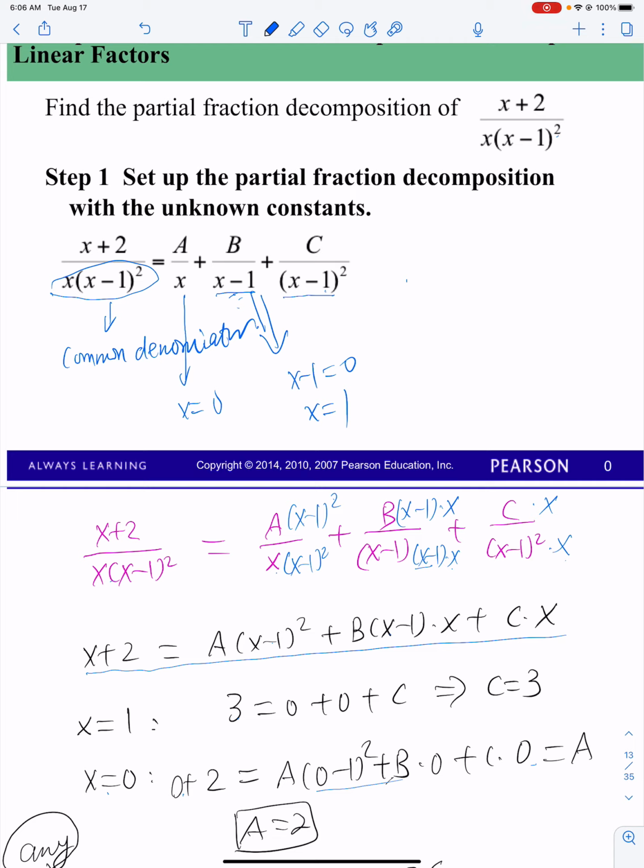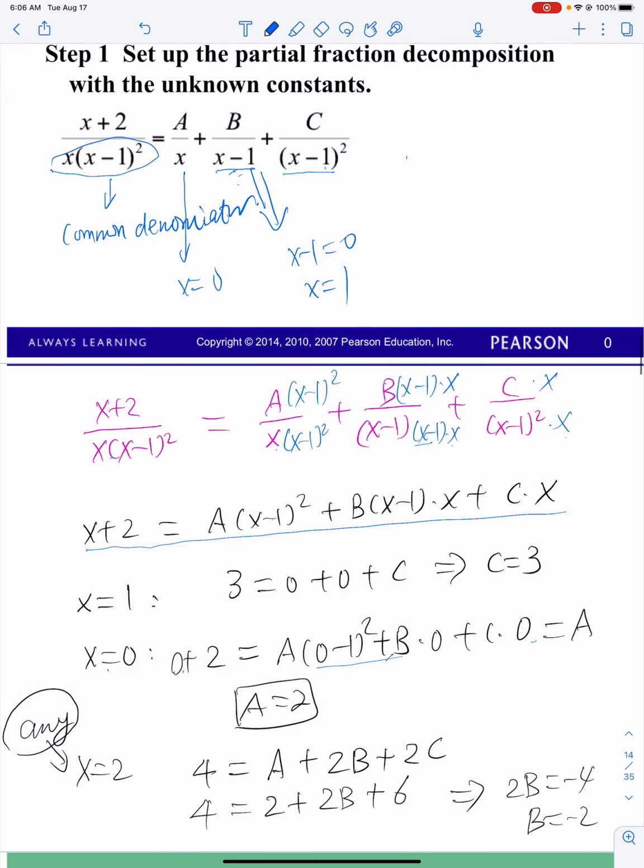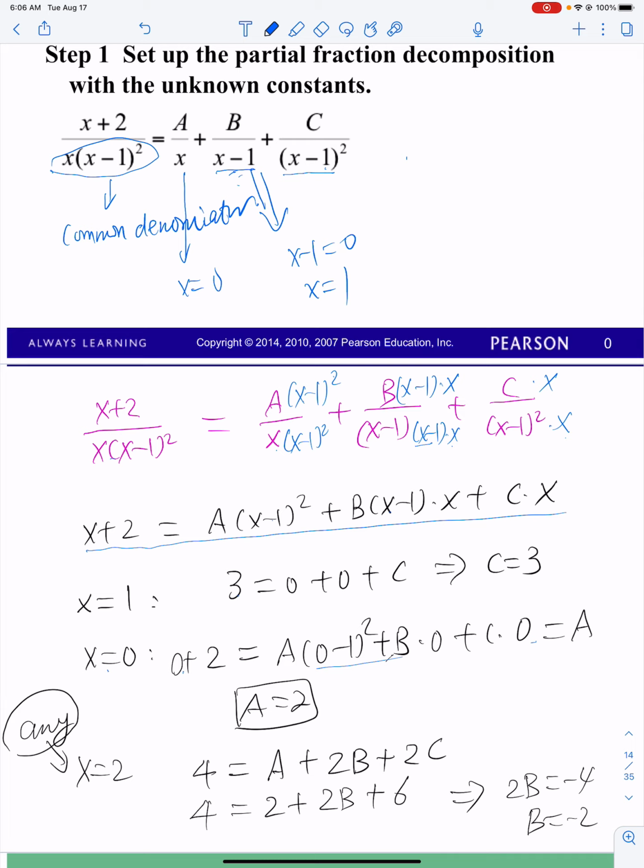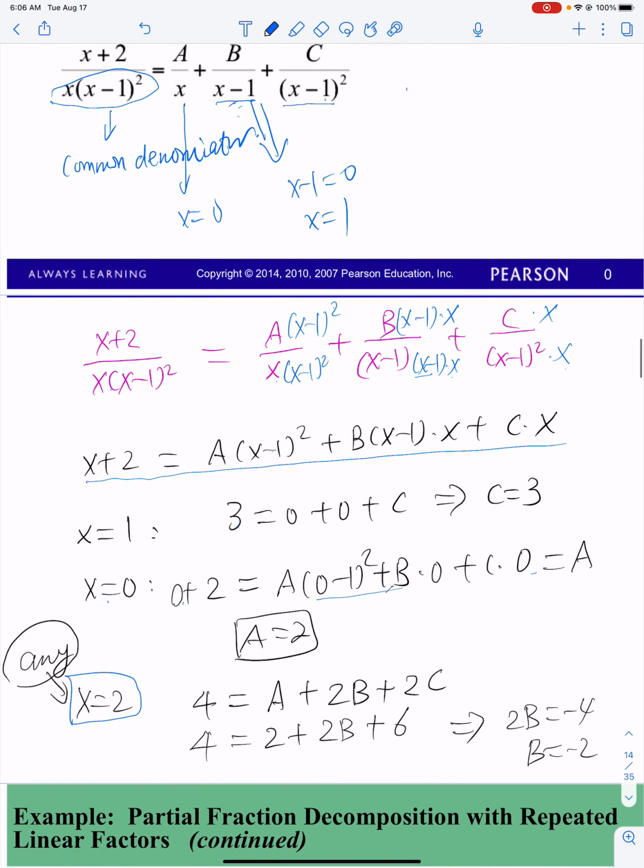Okay, but we do not have any other special values anymore, yeah? Then what should we do? You can choose any other x value, a different one, such that the calculation is not so bad. So you can choose x equal to 2. 4 equal to a plus 2b plus 2c. 4 equal to 2 plus 2b, and b equal to what? Negative 2. Are you with me?